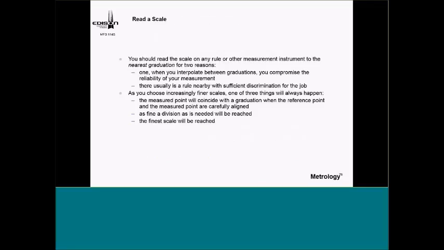And again, it says you should read the scale of the rule to the nearest graduation. Why? Because if you interpolate between the graduations, you compromise the reliability of the measurement. There usually is a rule nearby with sufficient discrimination for the job, so you check the finer scale when you need to, especially if it's in between. If I give you a tolerance of plus or minus 1/8 of an inch, you don't need to look at the 32nd. So you define the dimension that needs to be reached, or the finest scale that will be reached.